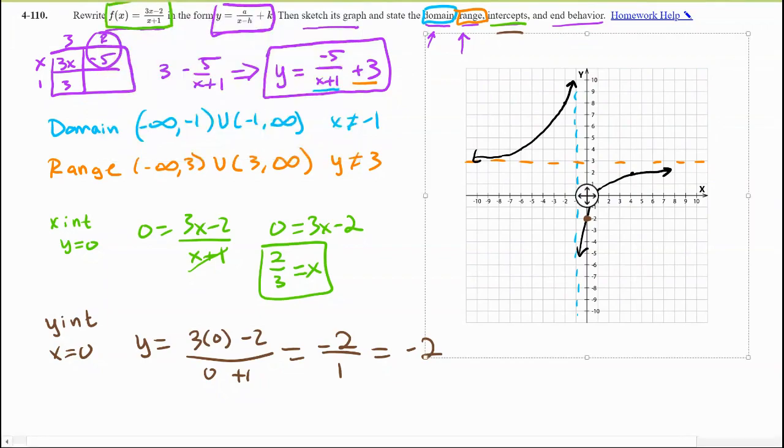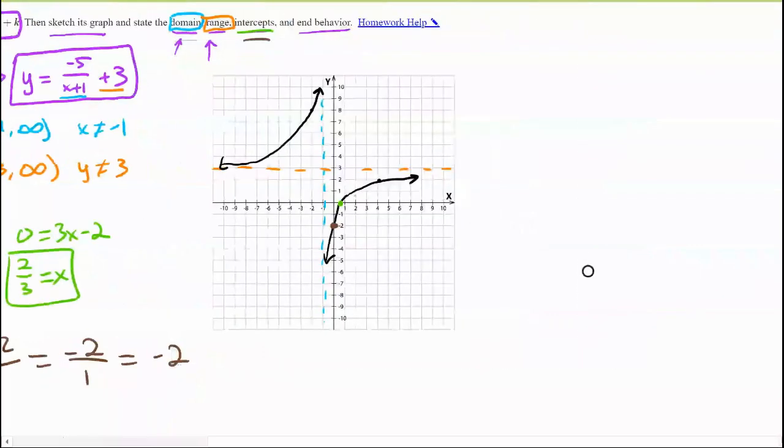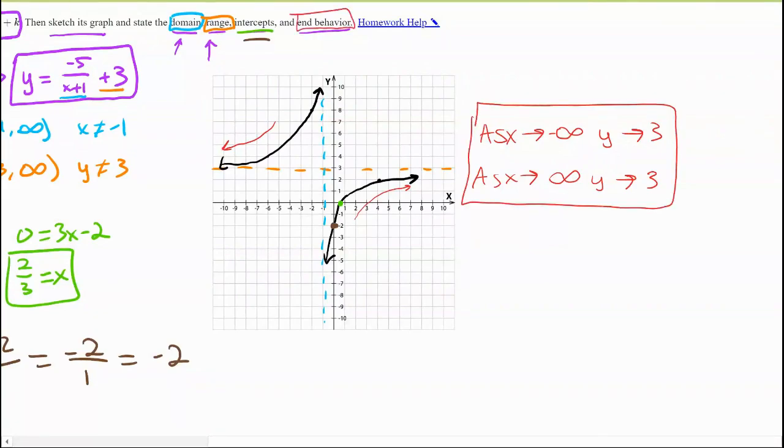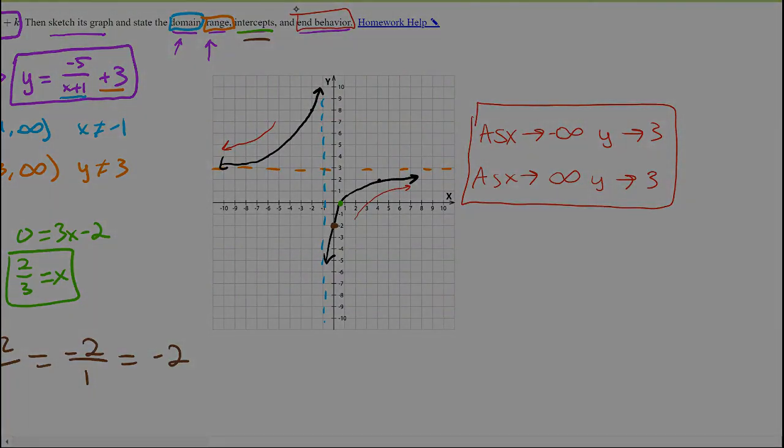So end behavior, when I'm looking at the graph here, as x goes towards negative infinity, my y value is going towards the horizontal asymptote. So as x goes towards negative infinity, y is going towards 3. As x goes towards positive infinity, or as I go to the right, y is going towards 3 also. It's still just going towards this horizontal asymptote here. So final thing here, my end behavior is in red.